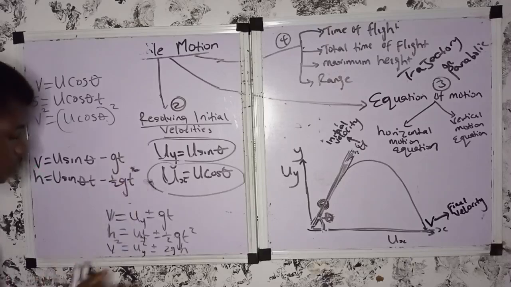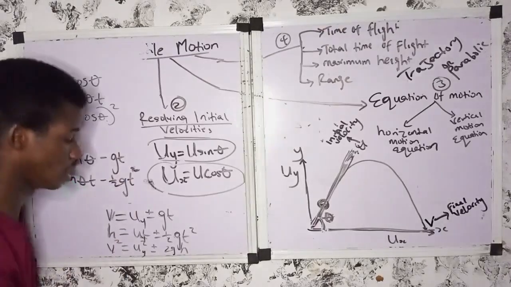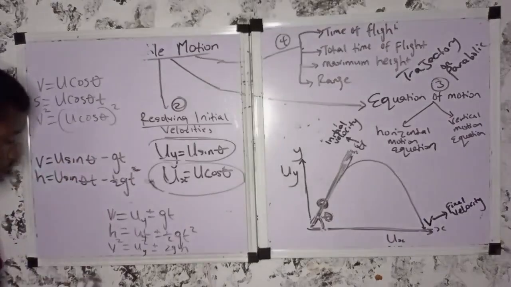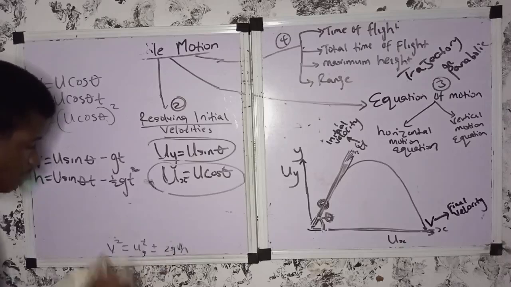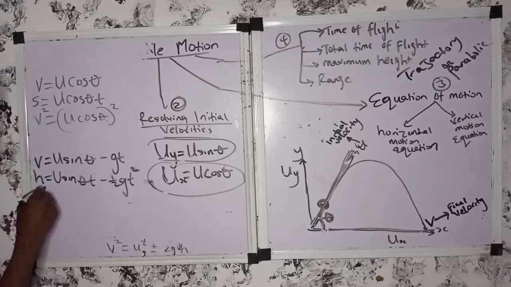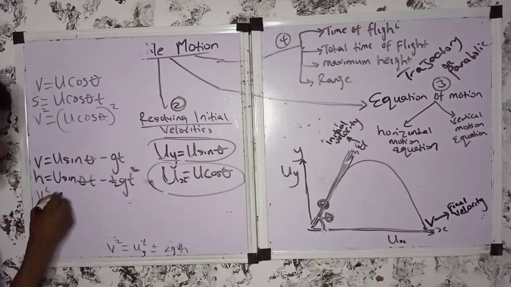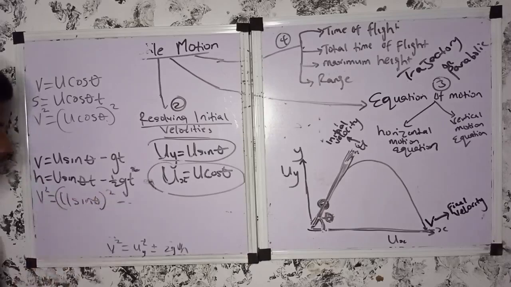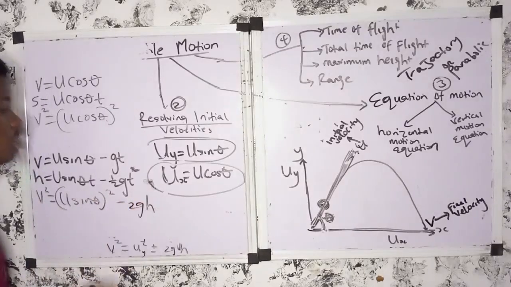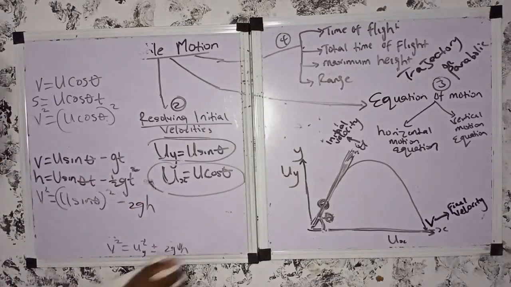Okay. Now, the last part should now be coming. So the last part will now be v square equals to what? u_y is always u sin theta, right? So u sin theta all squared, then minus what? Minus 2gh. Okay, so yes.